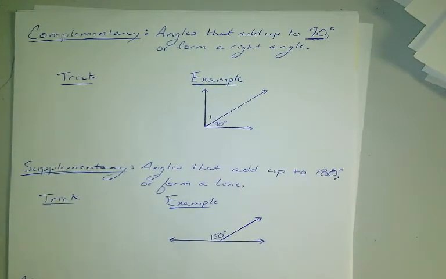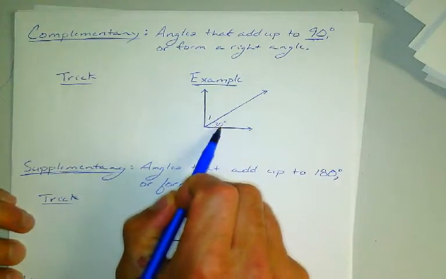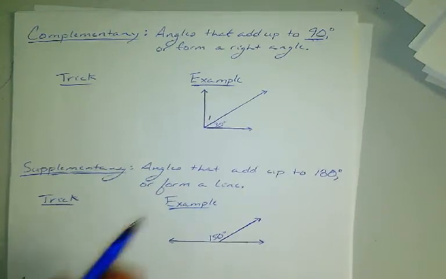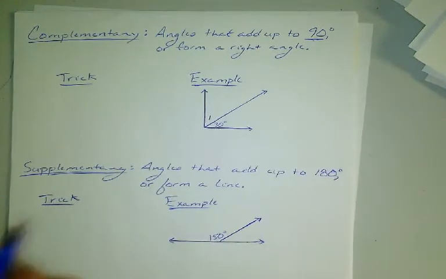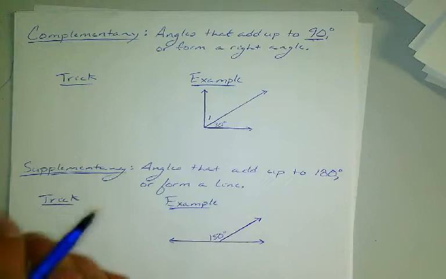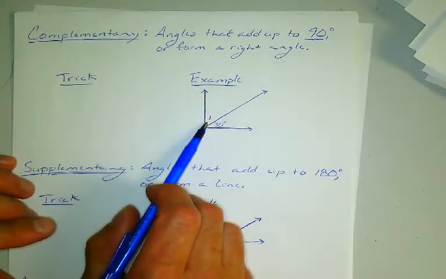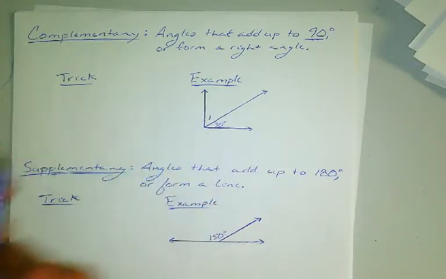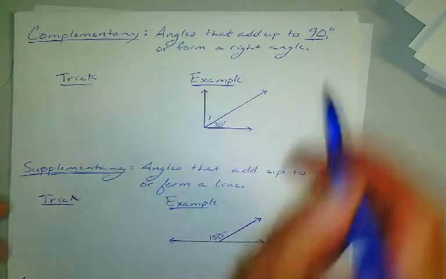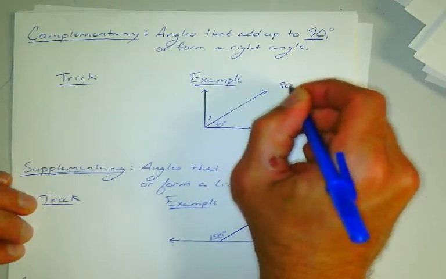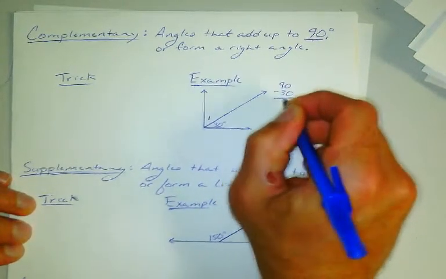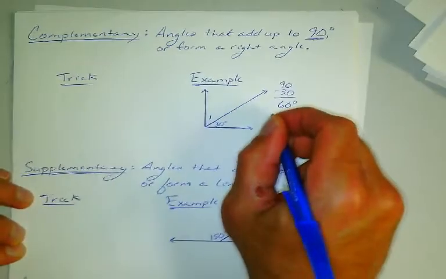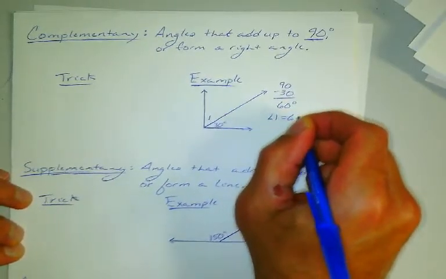And this bottom angle I already know is 30 degrees. Now I know that these two angles add up to 90 because they're complementary. So the easy way to find a missing angle, if I know they're complementary, I just do 90 minus whatever angle I know. So I just do 90 minus 30. Guess what? That gives me 60 degrees. So I know that angle 1 is equal to 60 degrees.